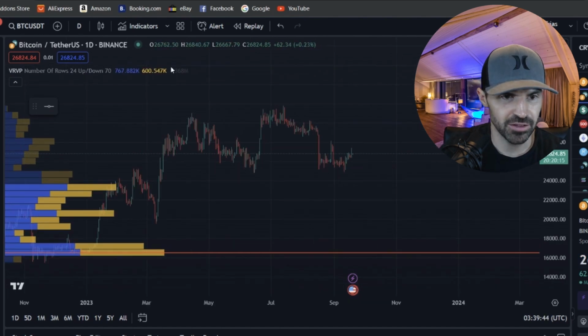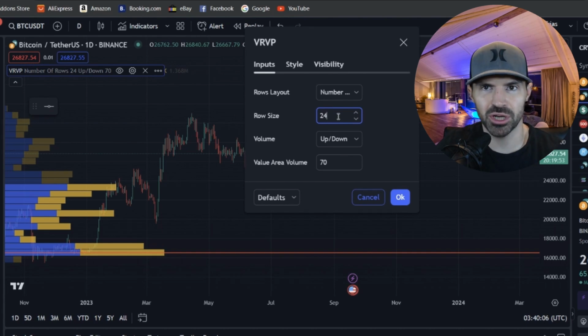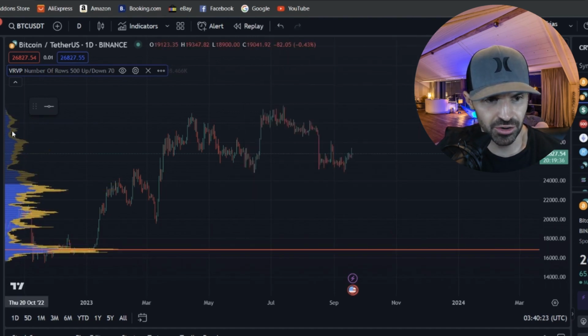So now we're going to go back into settings here. We'll go to inputs. Again, it has the value area volume, which is at 70. We're just going to keep that the same. But back where the row size, it says 24. Now, because we're in such a bigger range, because we're on the daily chart, I'm going to change this 24 to 500. So see, it made it a lot clearer where the spikes are on the volume profile indicator.